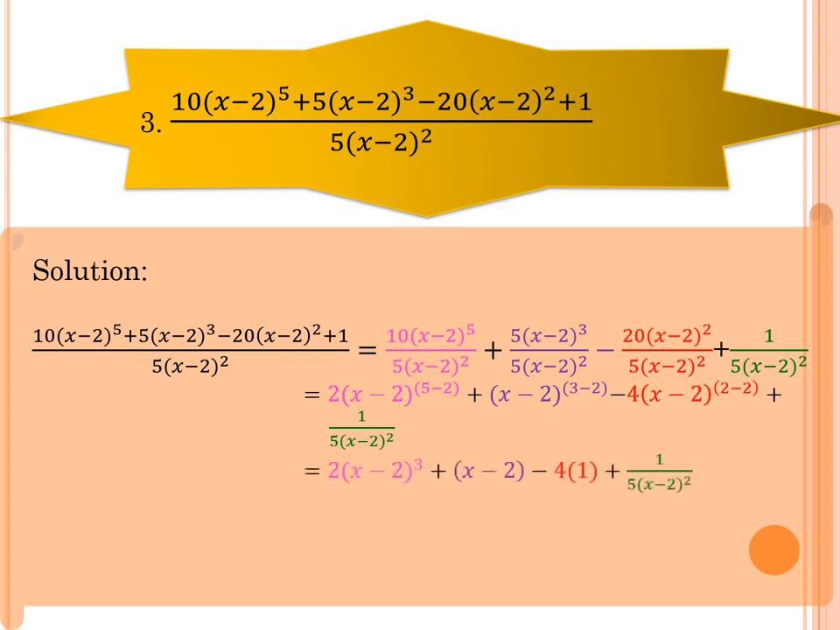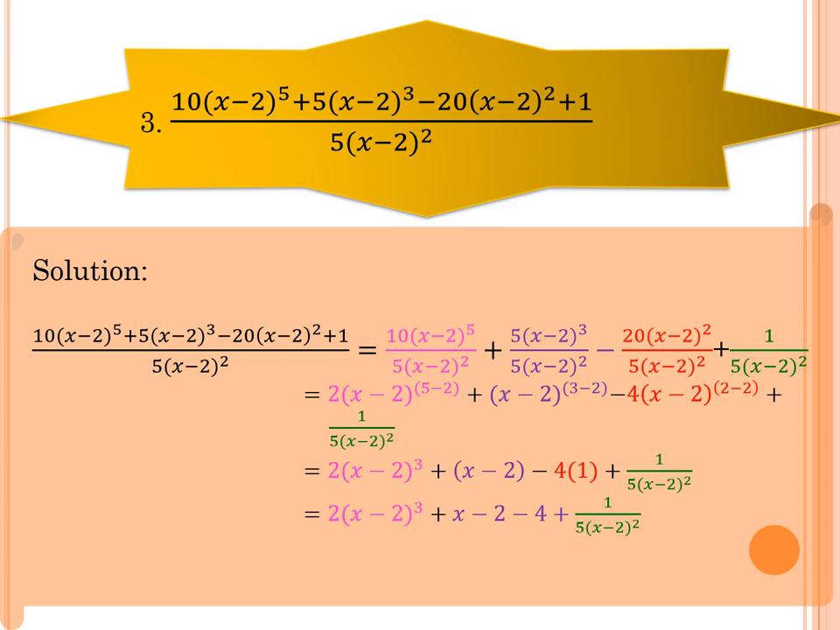for the next step, we're going to subtract their exponents, right? So, 2 times quantity x minus 2, quantity to the power of 3, since 5 minus 2 is equal to 3, plus quantity x minus 2 to the power of 1, since 3 minus 2 is just equal to 1, and negative 4 times quantity x minus 2 to the power of 2 minus 2, which is equal to 0, and any base of the power 0 is just equal to 1. So that's why we have 4 times 1. Plus, okay, copy lang natin yung last term.